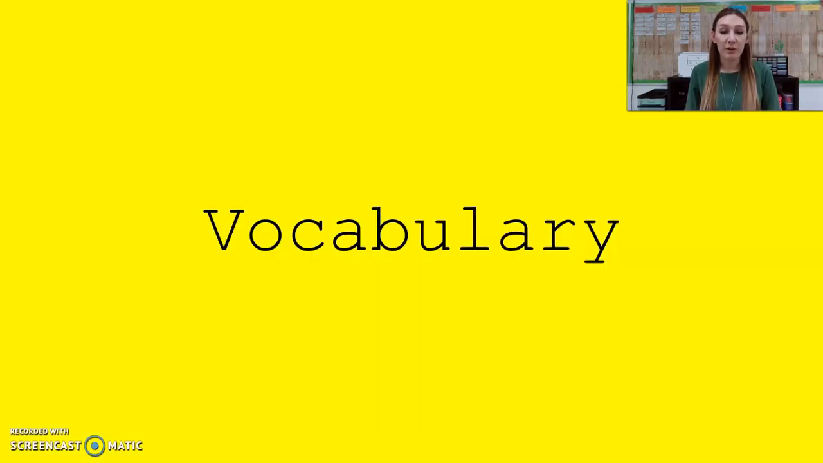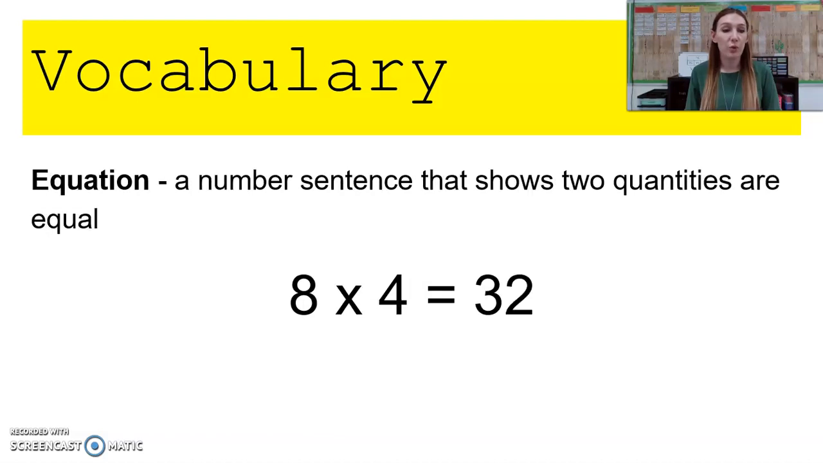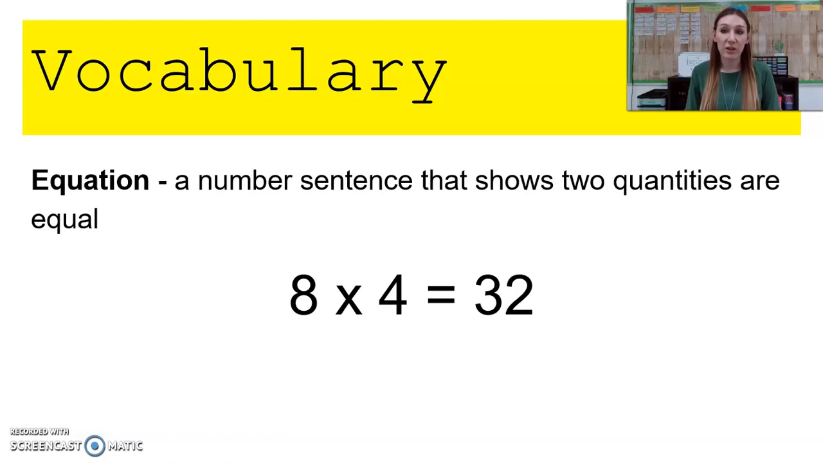Let's look at our vocabulary for this lesson. An expression is a mathematical phrase without an equal sign. An equation is a number sentence that shows two quantities are equal. So for example, 8 times 4 equals 32. So if you'll notice, in an expression we don't have that equal sign, but in an equation we do have an equal sign.